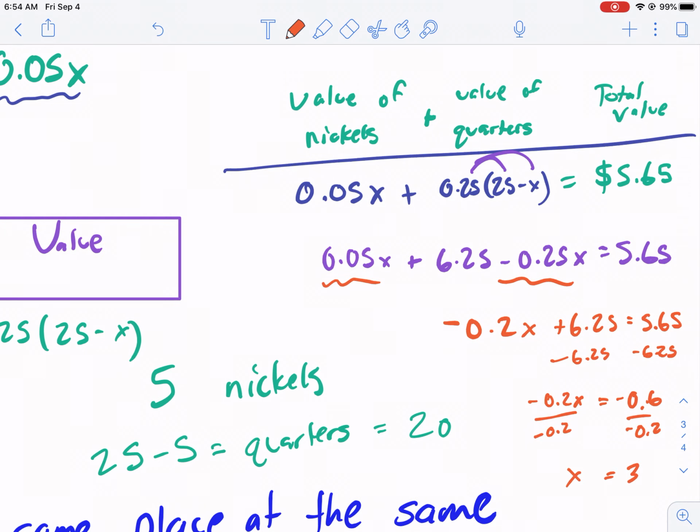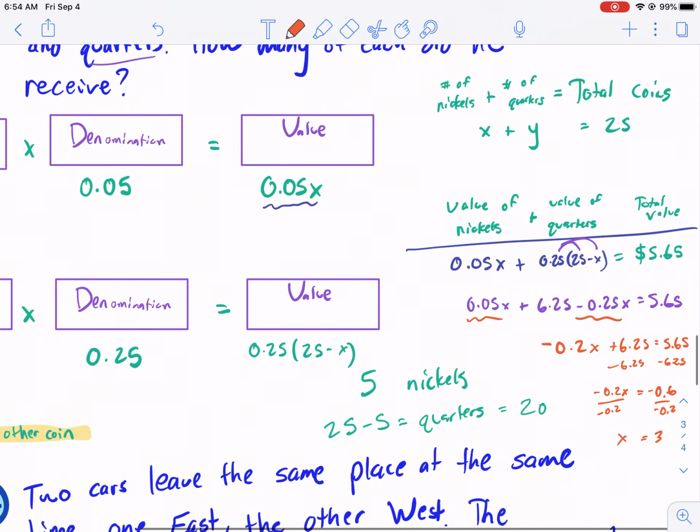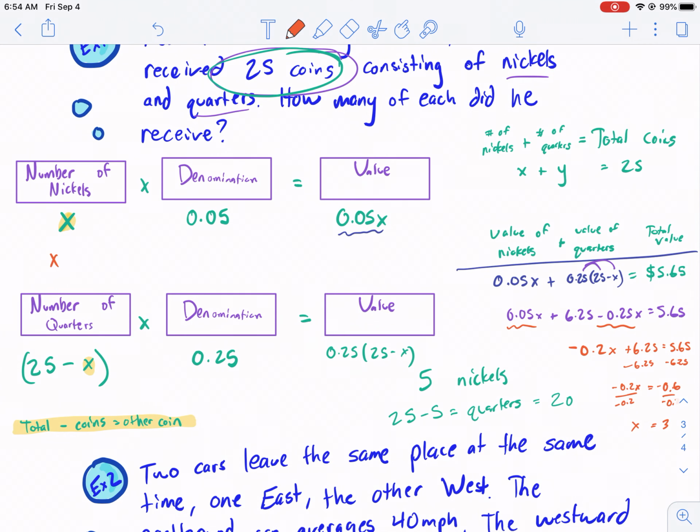What does that mean? Well, in our original problem, we defined x. x was equal to the number of nickels. So x equals 3. 3 nickels. Now, how do we find our quarters? We just put in here 25 minus 3, and we get 22 quarters. So 22 quarters, sorry, that's a little confusing. 22 quarters, 3 nickels, that's our answer.